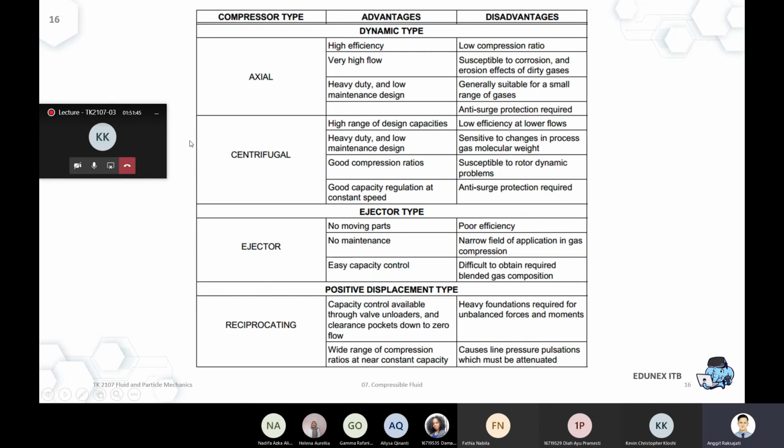And this is the summary. I think it will almost sum up the content for today. I think this is coming from GPSA, the Gas Processors Suppliers Association. So what type of compressor would fit your purpose? What is the advantage of centrifugal? Good compression ratio, good capacity regulation, high range of capacity, flexible, low efficiency at low flow, and anti-surge protection is required. Surging, as we talked about, protects the compressor at low flow rate conditions.